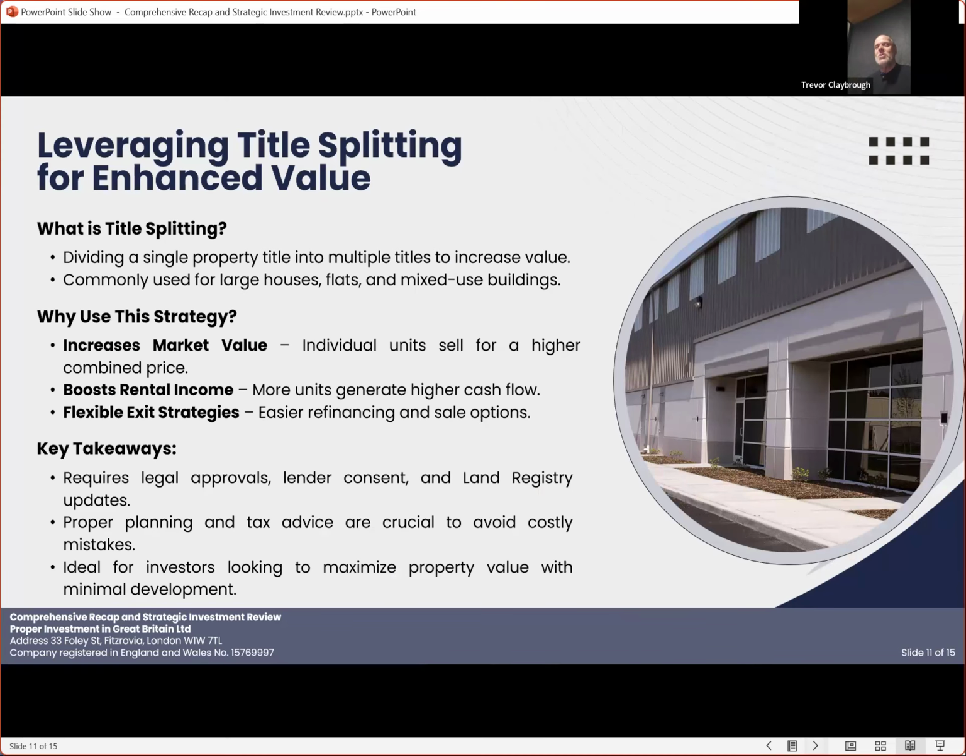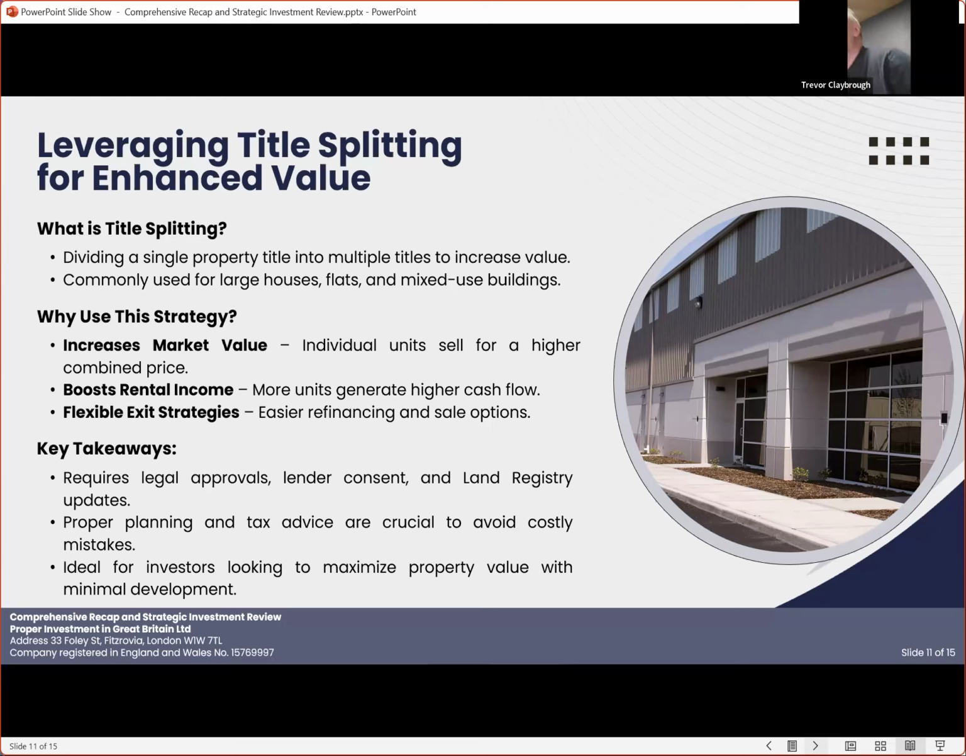Title splitting also is partly a creative strategy, which is taking a property, like a multi-block that's on one title, and if we divide into individual titles, then when we're doing a valuation, the valuation is based on, for example, 10 flats rather than a block of 10 flats on the same title. That'll give us a higher value for the refinance. And if we're selling off, we can sell at a higher value because we can sell off individually.